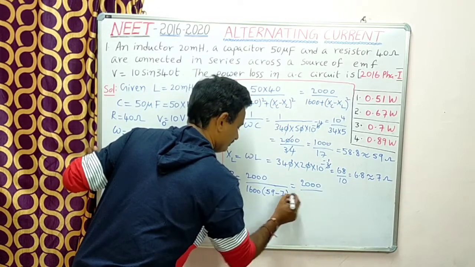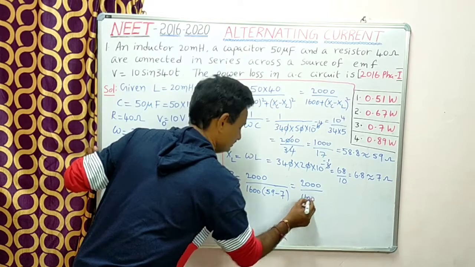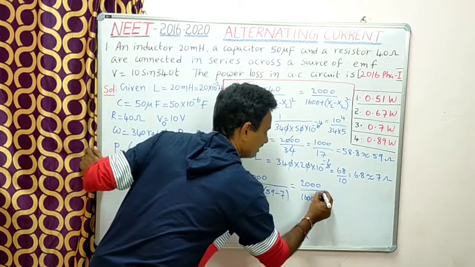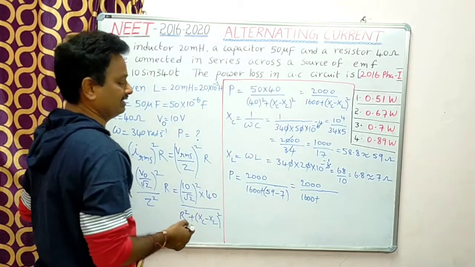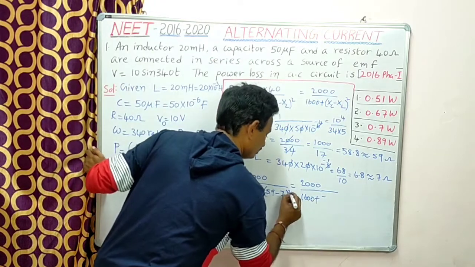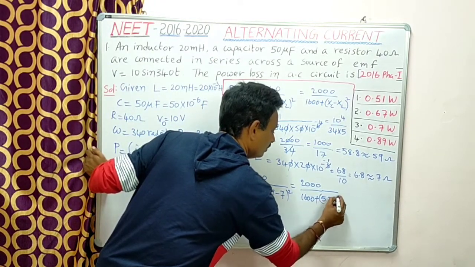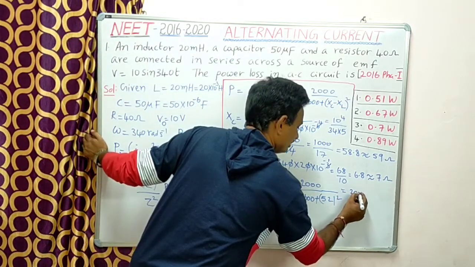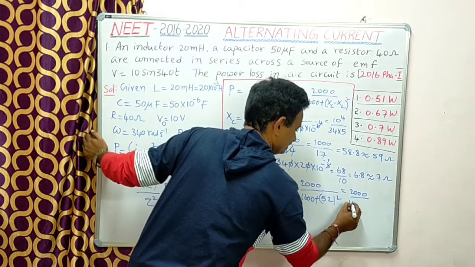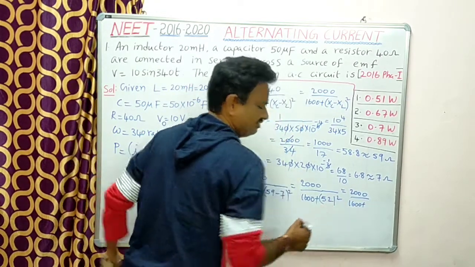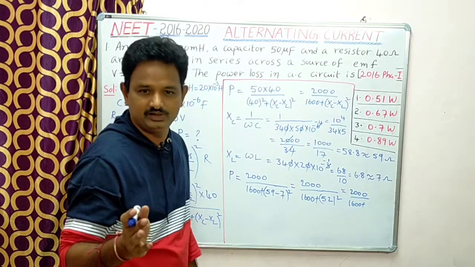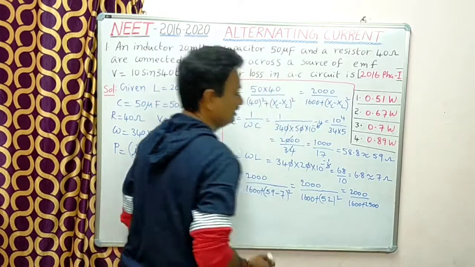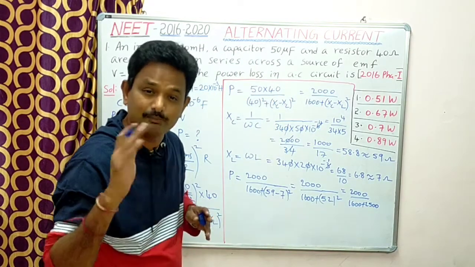2000 by 1600 plus 1600 plus, okay, 59 minus 7, we will get 52. Okay, 52 whole square. Then I will get 2000 by 1600 plus 52, approximately I will take 50. Okay, I will get 2500. For easy calculation we need to take approximate value.